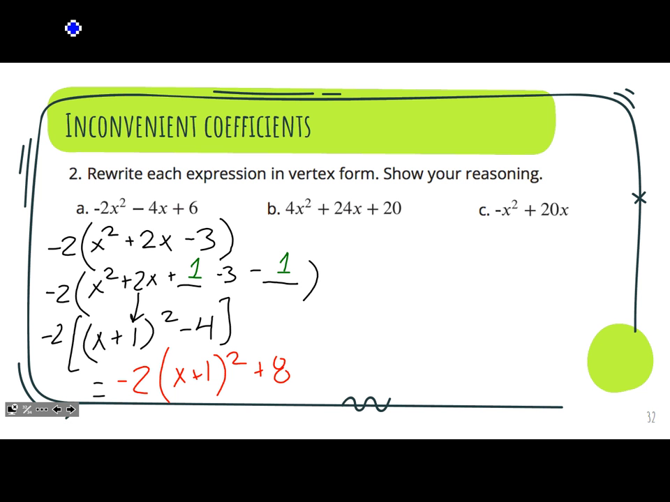One more time here. Let's do part B. Okay, so part B, we're going to do the same thing. And you have 4x squared. Let's divide by 4. So we have 4 times (x squared plus 6x plus 5). We've divided all the numbers by 4. Okay, and that 4 we're going to keep on the outside. Again, it doesn't disappear. We'll just keep it there.